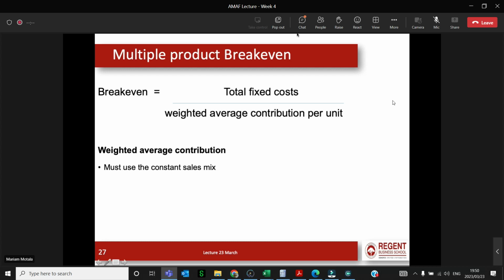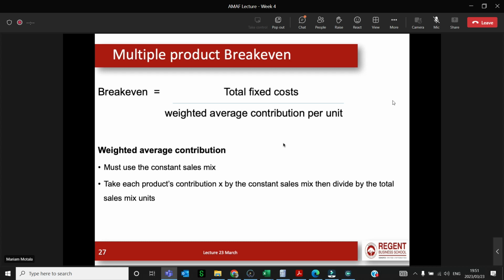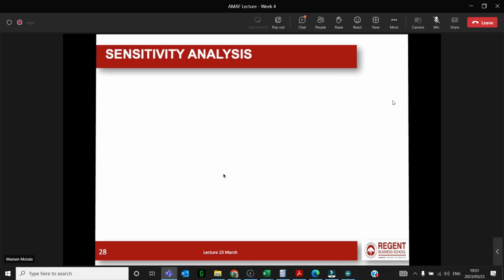But what I would just like to point out is that when you're dealing with multiple products, you can take a total fixed cost and divide it by your weighted average contribution per unit, or you can come up with your combined contribution percentage or contribution ratio, and that can also determine your break-even point. But to compute those weighted average contributions, you must use the constant sales mix, the relationship of each product that you are dealing with. So it's very important that you look at your budgeted sales mix, and utilizing that budgeted sales mix, you will compute your weighted average contribution.